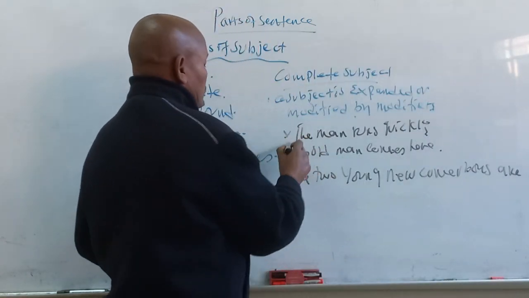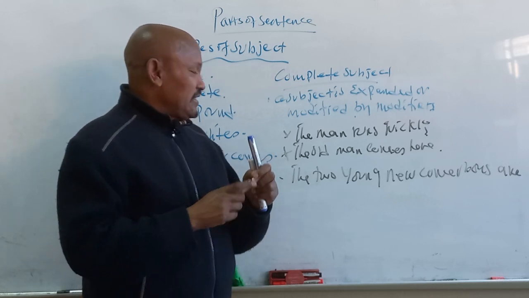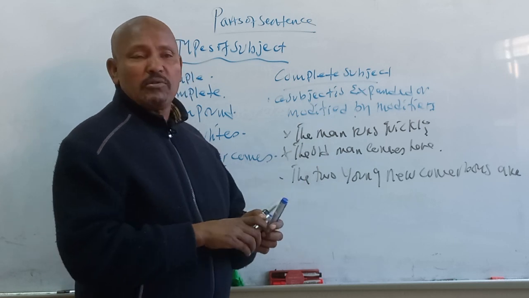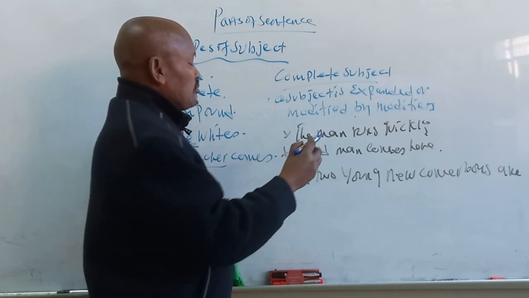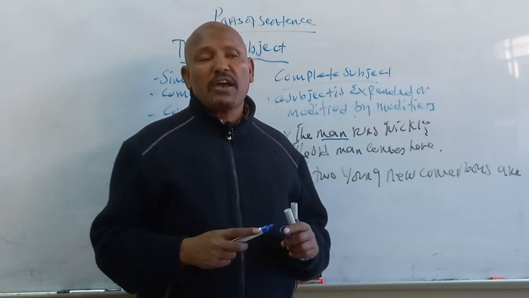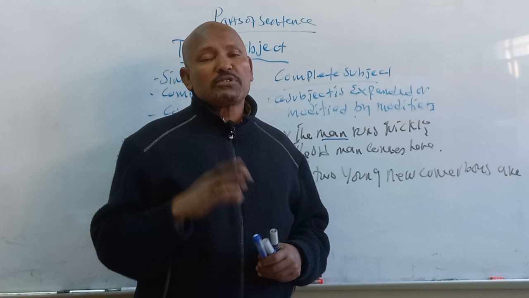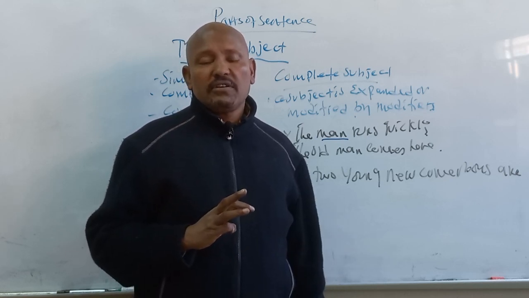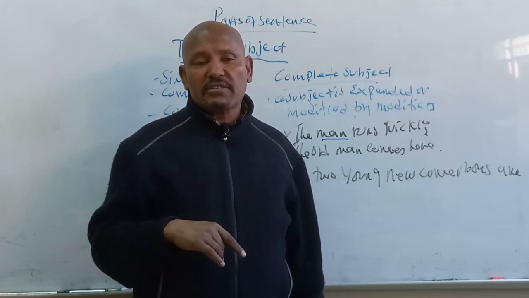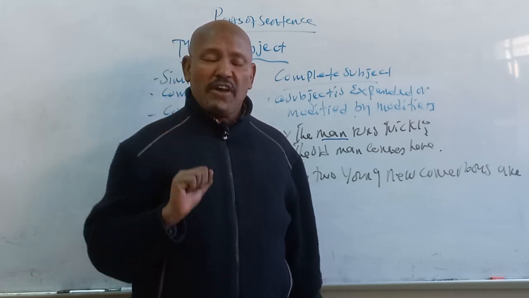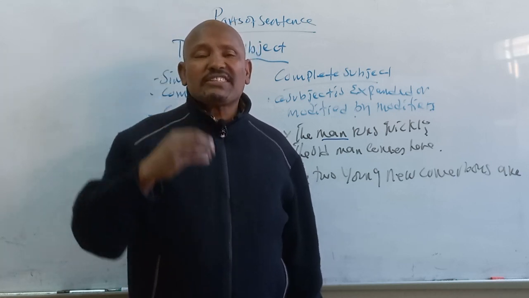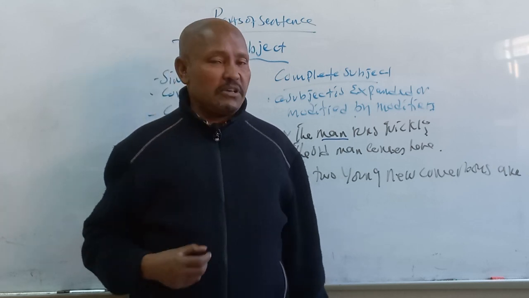Look at the three examples. There are different modifiers which modify the subject in different contexts. Some of the modifiers are articles, noun phrases, prepositions, adjectives, and adverbs are sometimes modifiers. Using these different modifiers we can modify the subject, so that kind of subject is a complete subject.